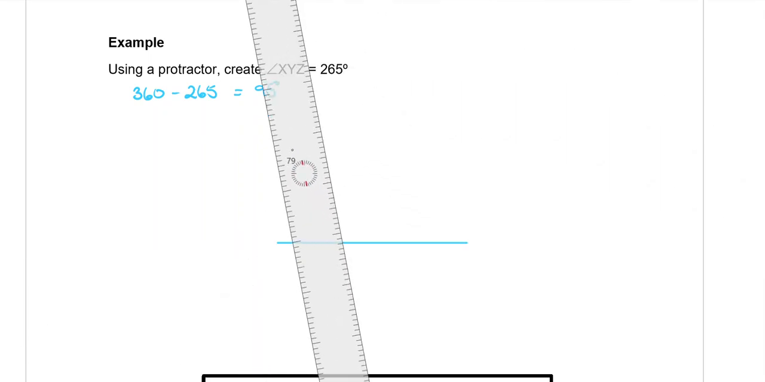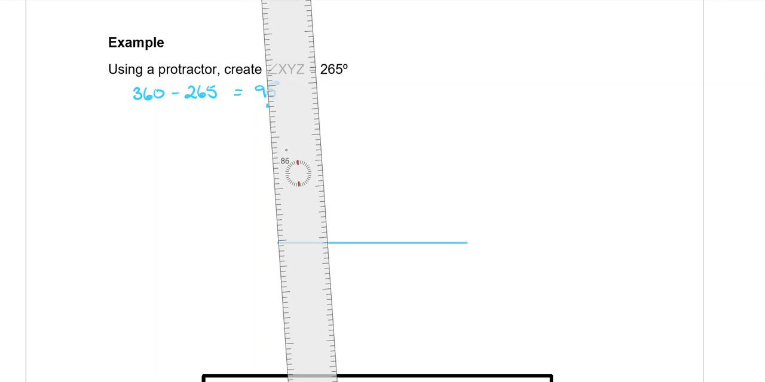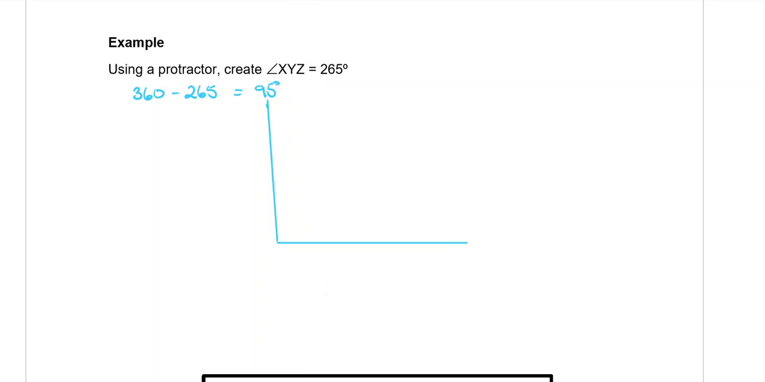Then, turn the ruler around and join from the end of the line up through my mark. And that would be a 95 degree angle. However, I wanted the 265, which would be the one around this side. So that angle would be the 265 that I was actually asked to draw. And I also need these labels. This is meant to be angle XYZ. So I'm going to put the X up here, Y is in the center, and Z out the other arm.